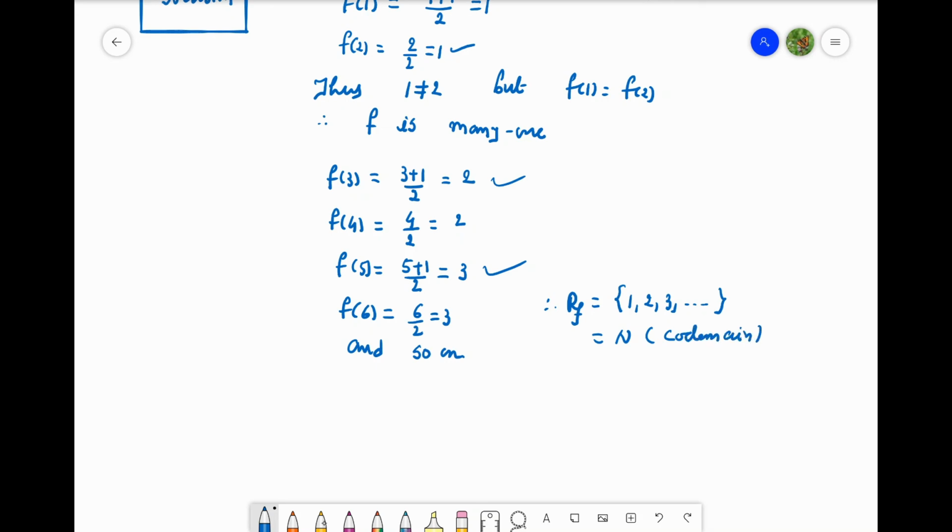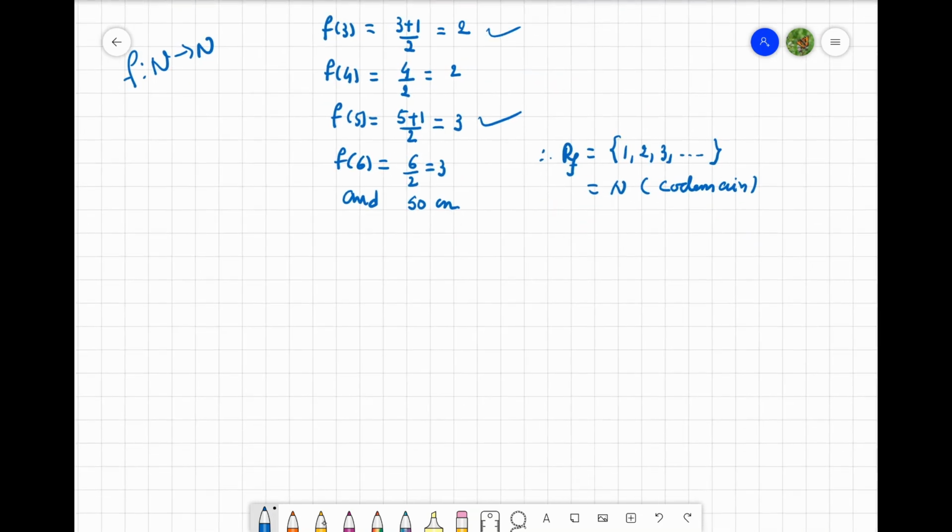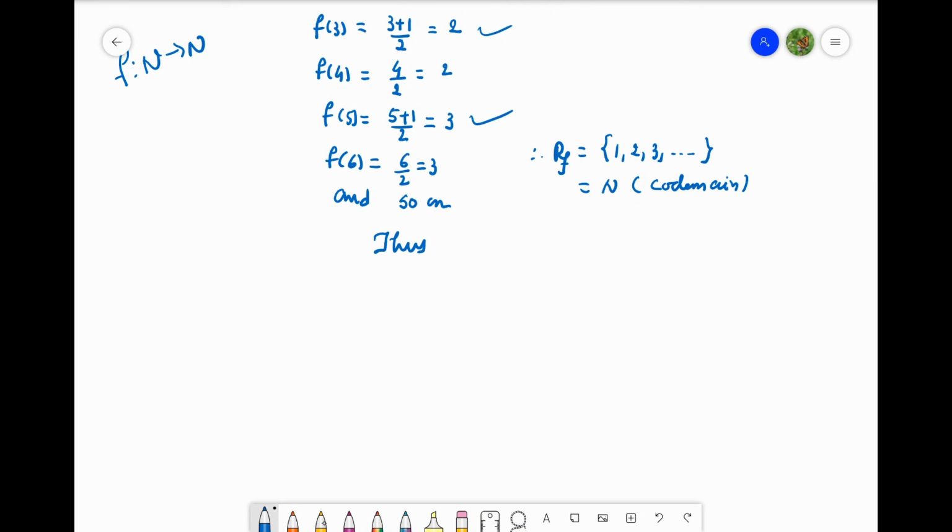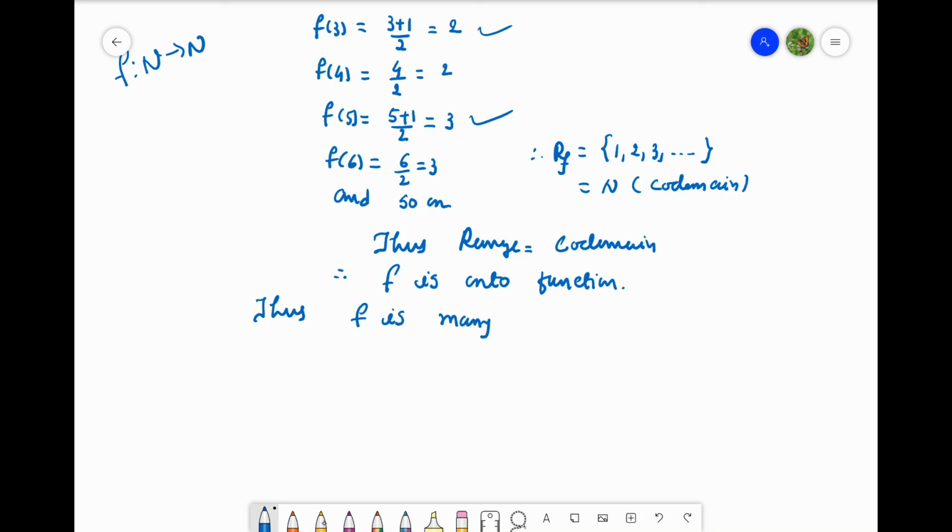Note that f is function from N to N. So here you can observe range equal to codomain. So thus range equal to codomain, and therefore f is onto function. So f is many one and onto function. Thus as an answer, f is many one and onto function.